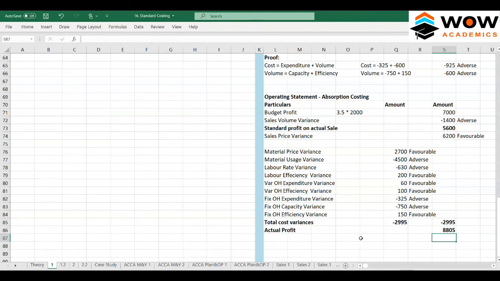So let's check whether the answer tallies or not. So how does the answer tally? The answer should come to this number, 8805. Let's add it all. So we'll sum up the cost variance total, the sales price variance alone, and this one, the standard profit on actual sale. This put together should come to 8805, and it has come to 8805.